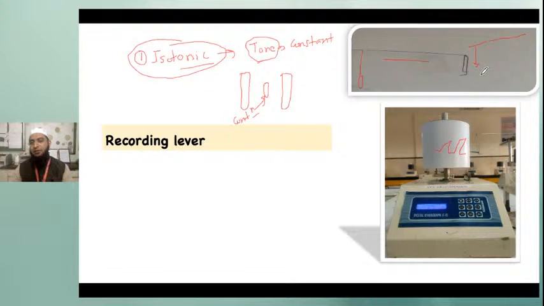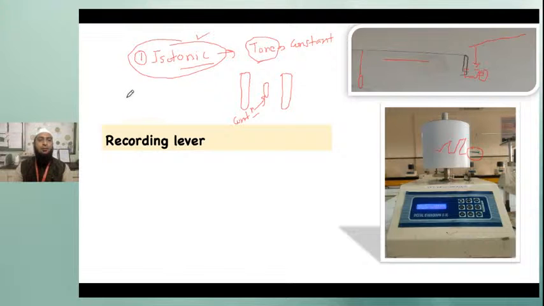To record that response, what you are doing is adding a sketch pen tip. You simply remove the sketch pen tip and add it over here, and you make contact of that sketch pen tip with the kymograph paper. On this white colored paper, you can see this is the lever which is attached, and this is the sketch pen tip, and the tip is in contact with the rotating drum so that the response can be recorded. The lever that we are using to record the simple contraction of the muscle is isotonic in nature.